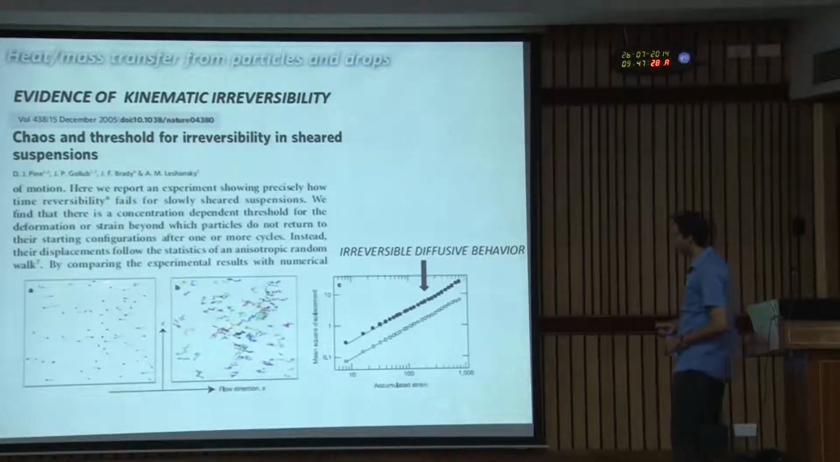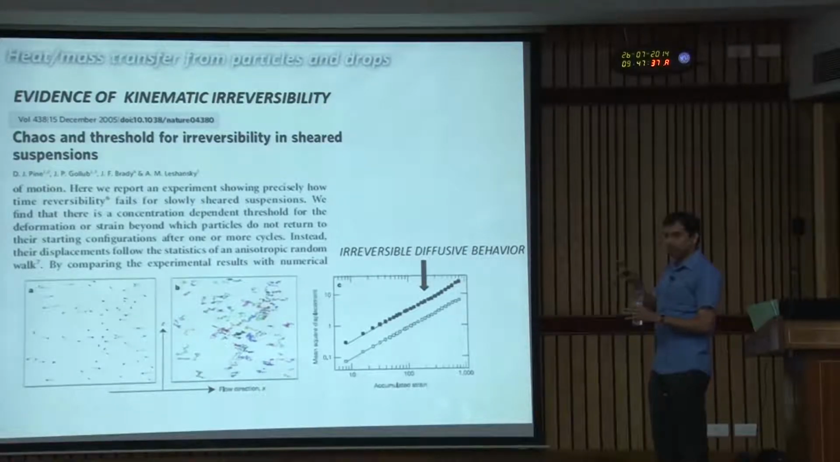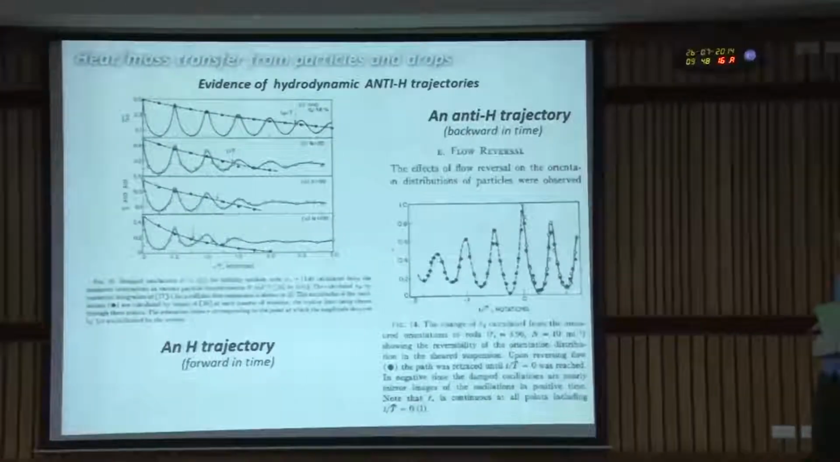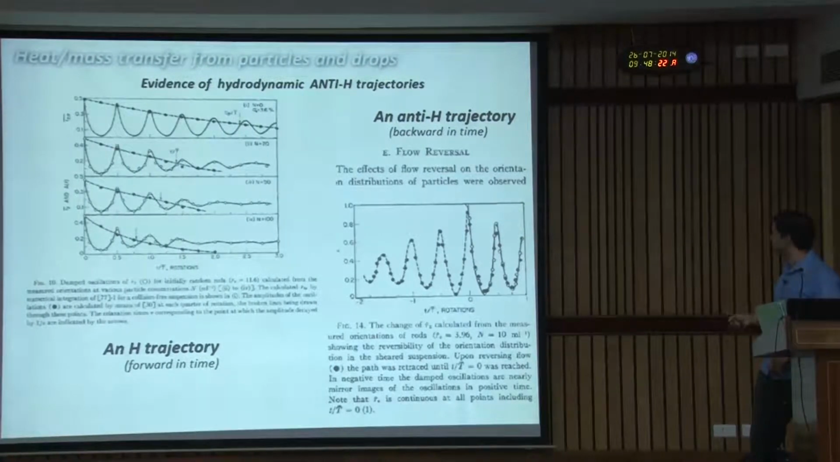Okay, so the idea is that they subject the suspension to an oscillatory shear, and there is a limit for that strain beyond which the trajectories become irreversible. So there is a definite change in configuration beyond which you cannot retrace back the path, because you diverge away exponentially from it. So there is a limit beyond which you start to observe irreversible diffusive behavior. I'll talk about the situation a little later if I get the time. This is an example of reversibility.